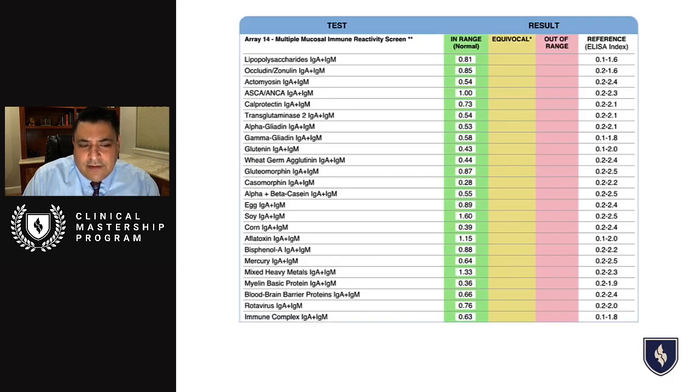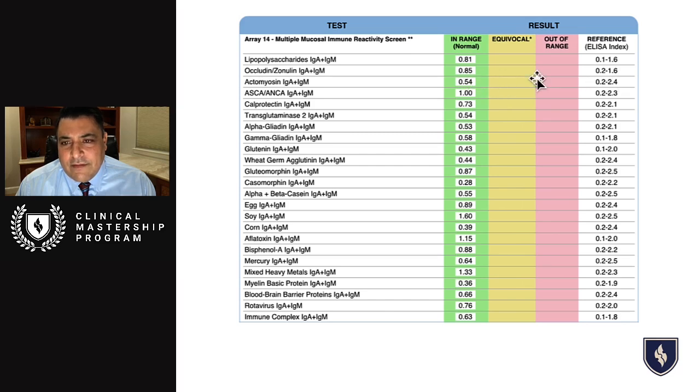So here you can see some examples of this profile. This is an ideal response, where everything is in green, everything is within range. And whenever you see everything within range, you just want to make sure their actual levels are not really low. Like you can see this example is 0.1 to 1.6. They're at 0.81, which is right in the middle. This one's like 0.2 to 1.6.